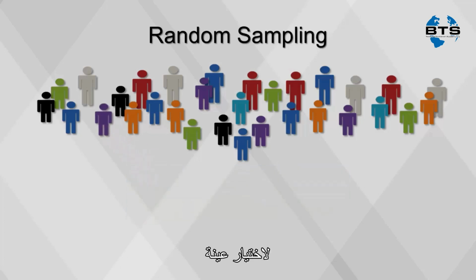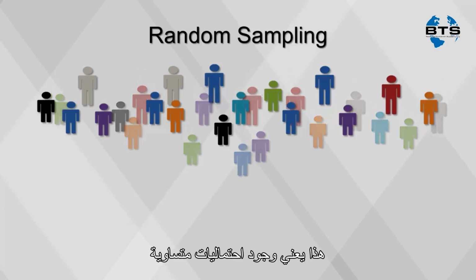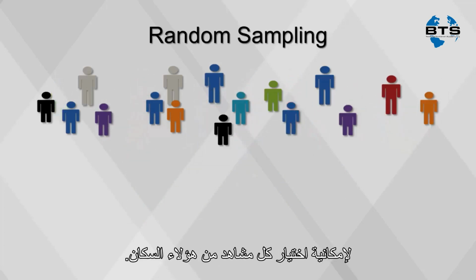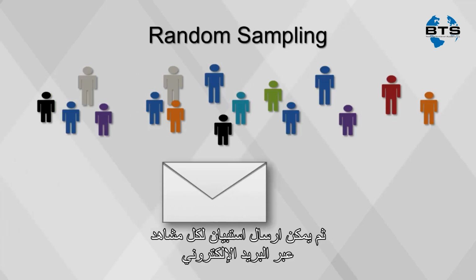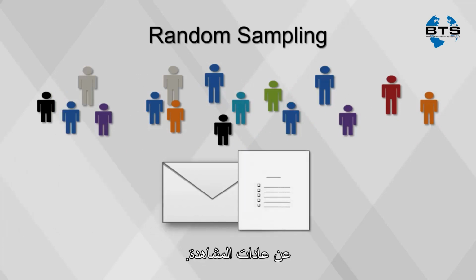In order to select a sample N of viewers from this population of 30,000, we could choose to use a simple random sample. This means that there's an equal probability that each viewer could be selected for inclusion in the sample. If our desired sample size was 200 viewers, we would find a way to select 200 viewers randomly, and then we could send each of those viewers a questionnaire in the mail about their viewing habits.